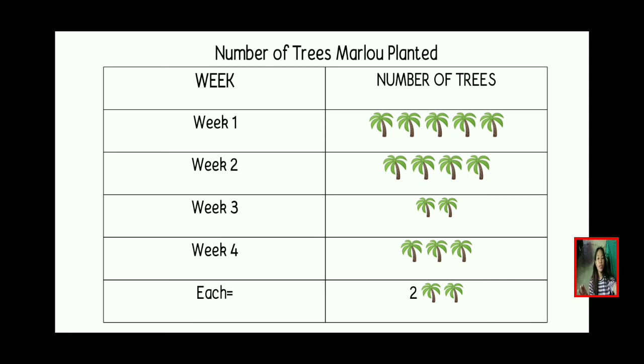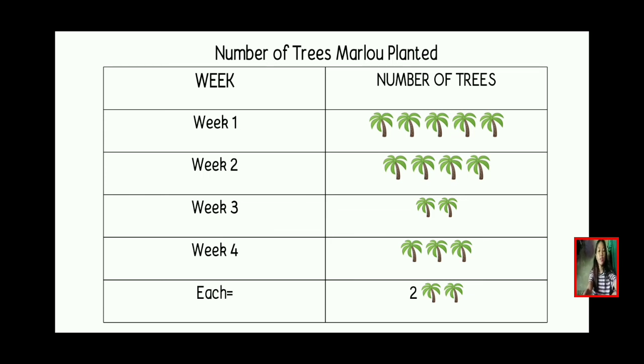A pictograph is a graph that uses pictures to give information about its facts. So a pictograph has 4 parts. These are the title, label, picture or symbol, and legend. When we say title, it can be seen at the top of the pictograph. And the title of our pictograph here is the number of trees Marlo planted.